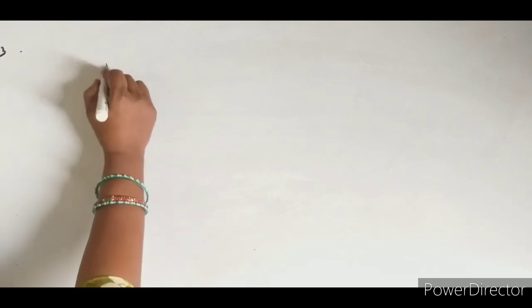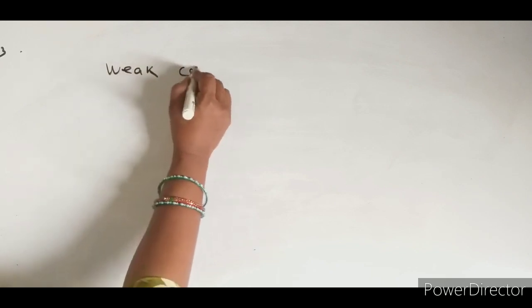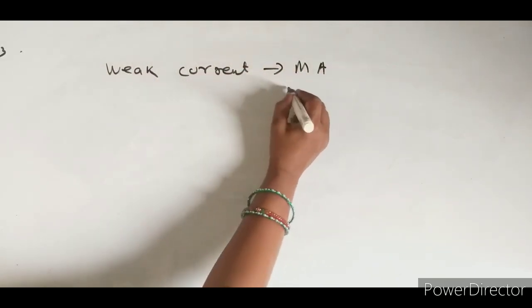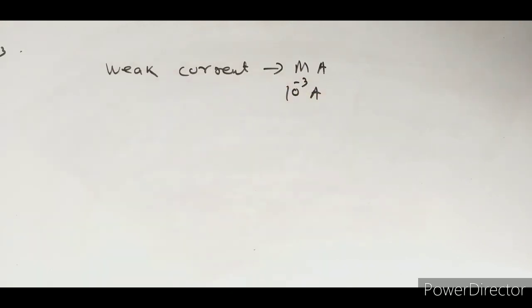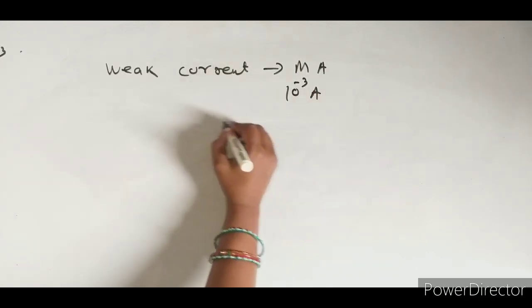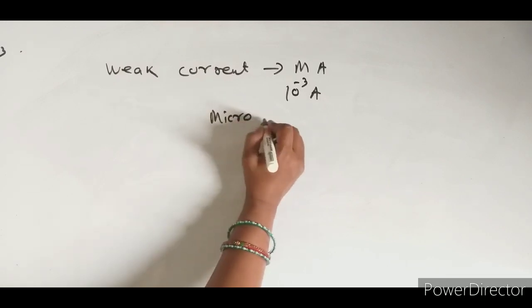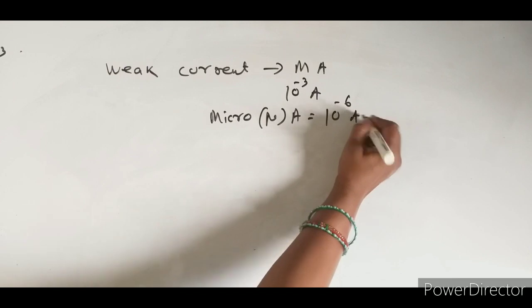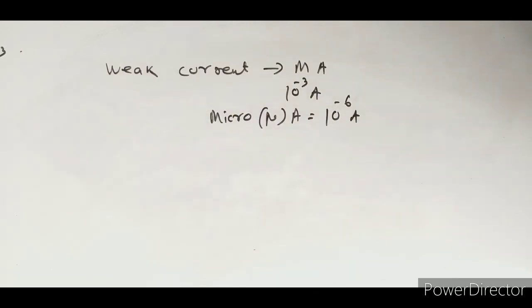And here there are some smaller units for weak current, which can be represented as the milliampere. Milli means 10 to the power minus 3 ampere. And microampere also, micro is 10 to the power minus 6 ampere. So all these are the concepts of current.